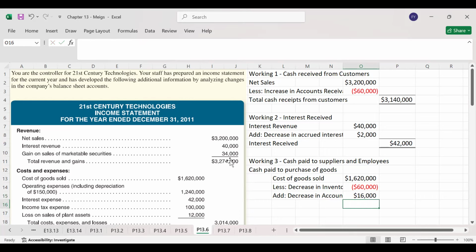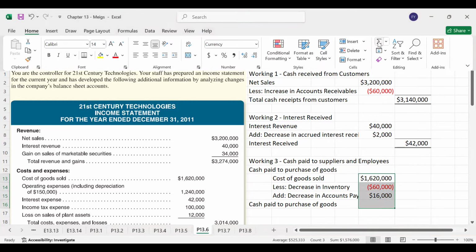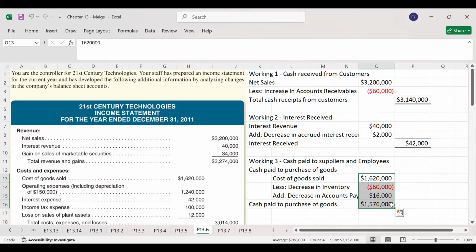So in the first calculation, by adjusting all these three, we get the total cash paid for the purchase of goods, which is $1.576 million. This we are going to present in the outer column.